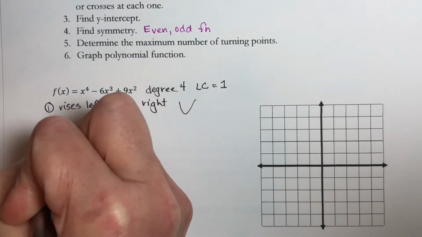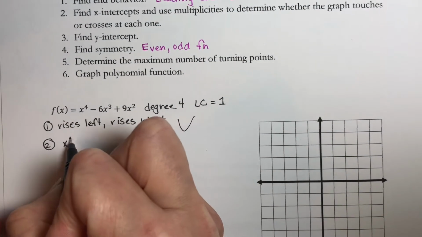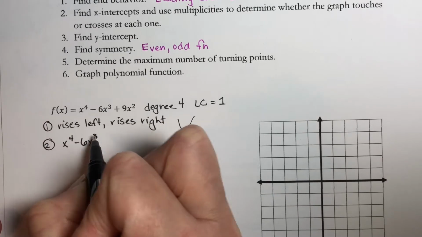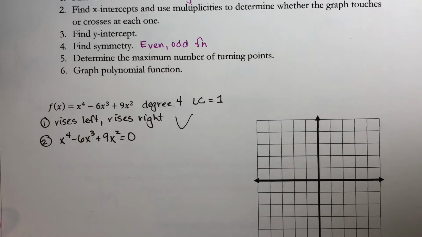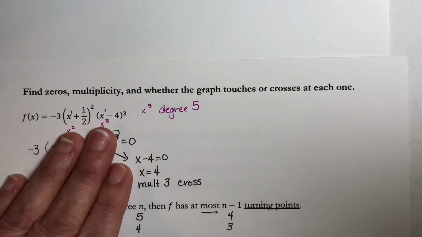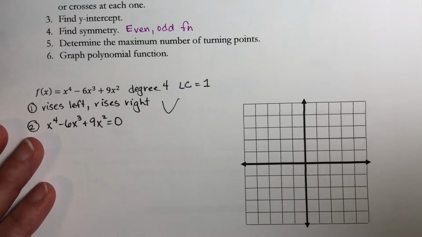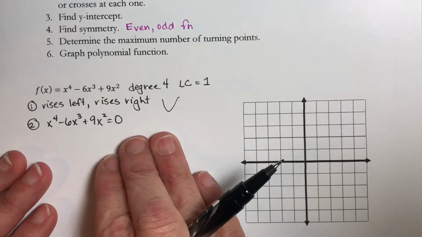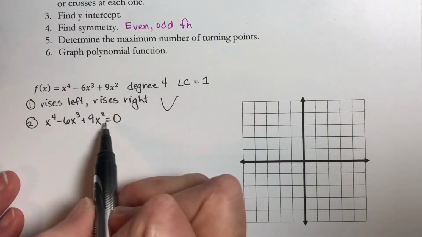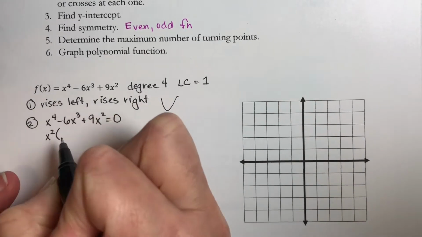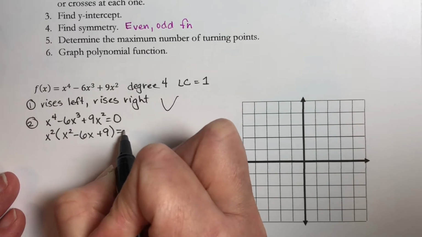Okay, now we need to find our x-intercepts. And that means I need to set x to the 4th minus 6x cubed plus 9x squared equal to 0. Now, unlike this problem here where it was given to us in factored form, in this case, we need to solve this by factoring, possibly using the quadratic formula. Basically, if it's not given to us in factored form, we should have the skills we need to get this factored. First thing I notice here is that I can factor out an x squared. And that gives me x squared times x squared minus 6x plus 9 equal to 0.